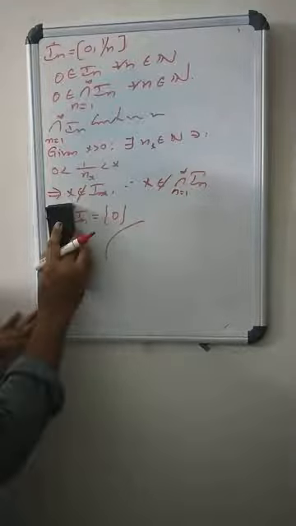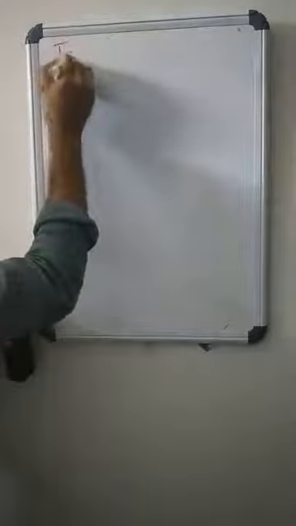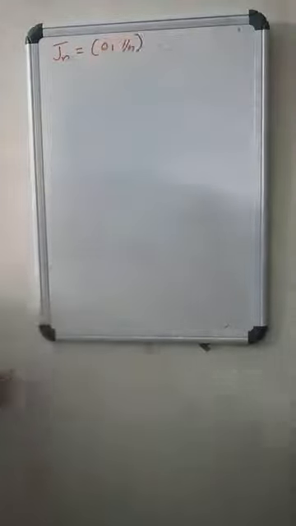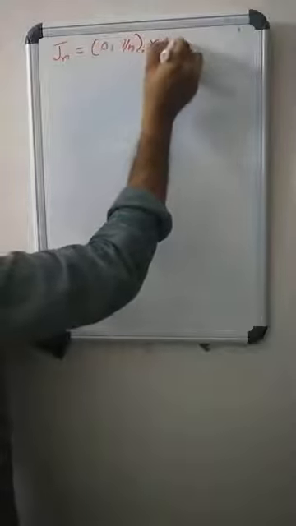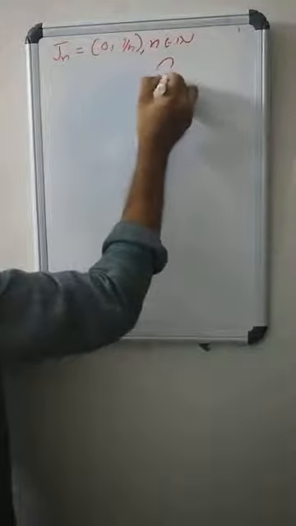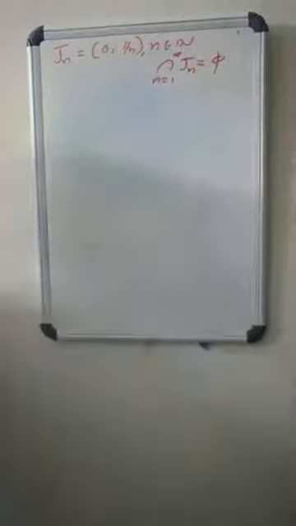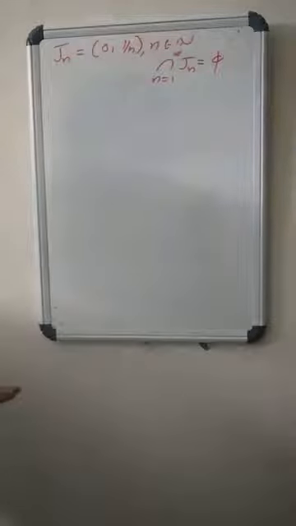Now suppose, consider J_n equals the open interval (0, 1/n). Then prove that for all n in N, the intersection of J_n, n ranges from 1 to infinity, is empty. It's an empty set. If it is closed, it is the singleton set {0}. If it is open, it is an empty set.